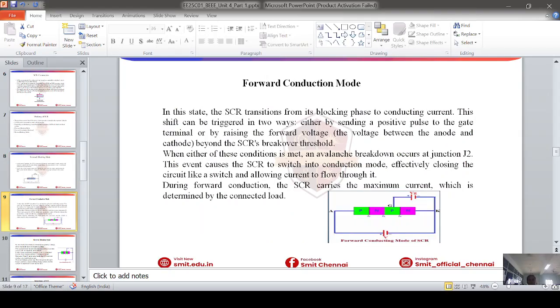Then forward conduction mode. In this state, the SCR transitions from its blocking phase to the conducting state. This shift can be triggered in two ways. In this mode, the anode is positive and the cathode is negative, and either a gate pulse is applied or the anode voltage exceeds the breakover voltage. The SCR turns on, current flows freely through the device, and it behaves like a closed switch.